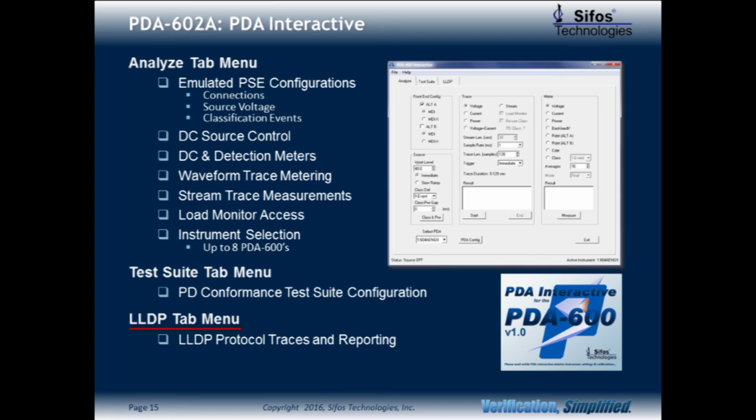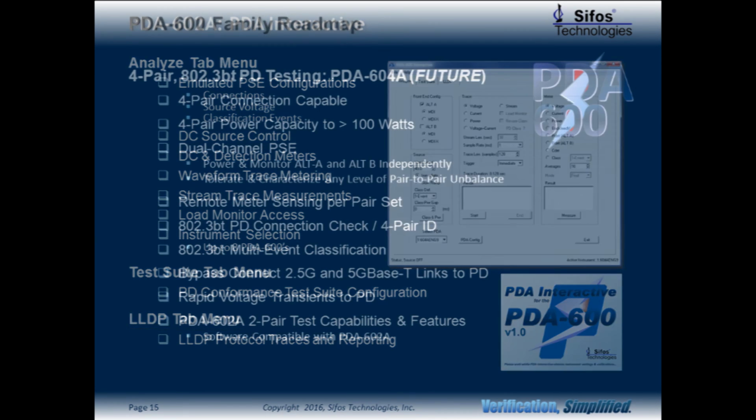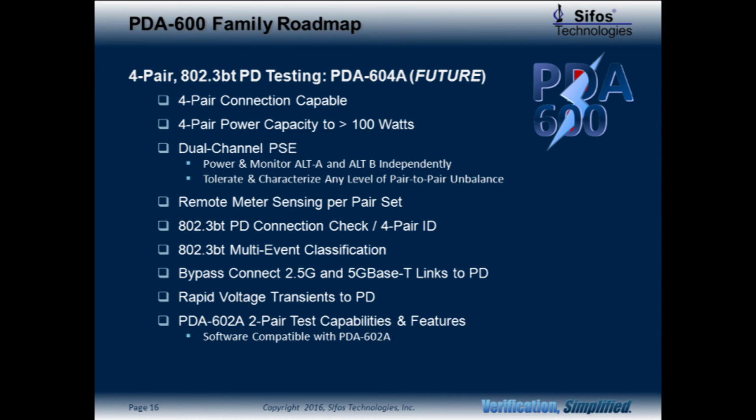Finally, the LLDP tab menu is available given the LLDP license. This menu is used for configuring and running LLDP traces based on LLDP dialogues that negotiate power with a PD under test. The PDA602A is the first member of a family of power device test instruments.